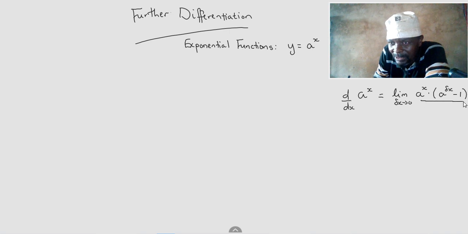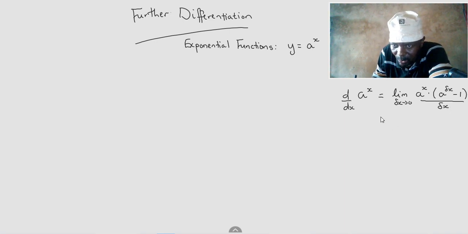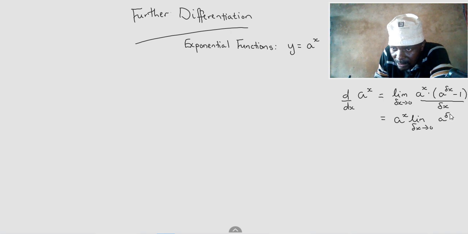Now then we say this was over that, which we ultimately said meant the same as a to the x by the limit as delta x tends to 0 of a to the delta x minus 1, not the power, minus 1. Hey, I'm careful this time. Once bitten, twice shy, right?